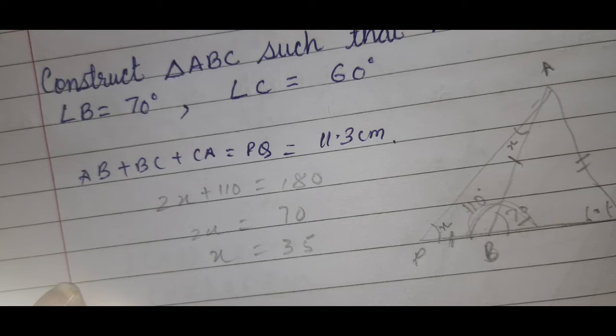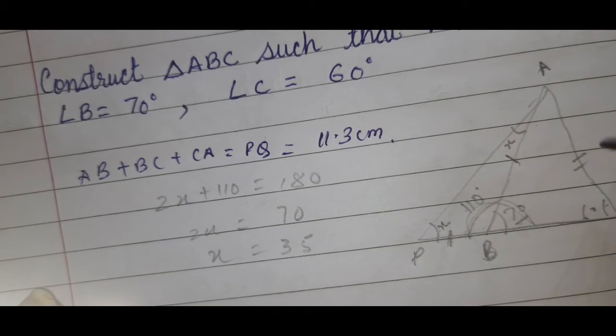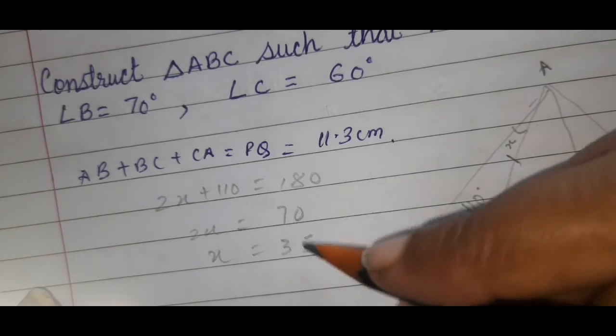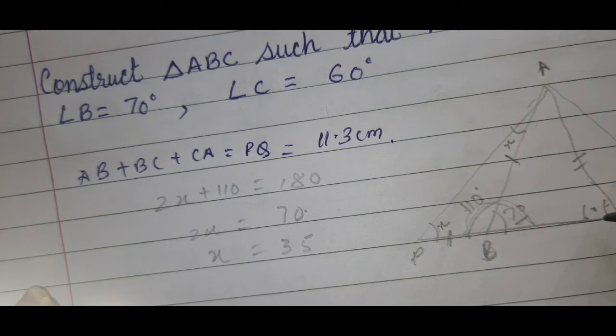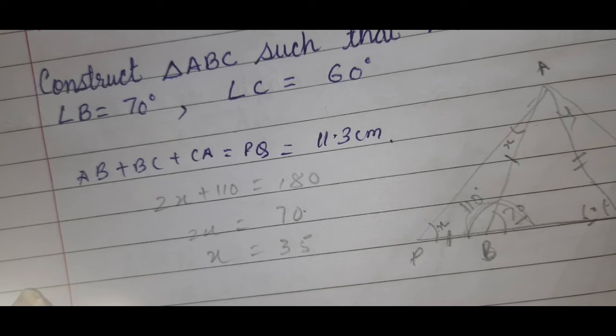I hope it is clear. So similarly, measure of angle y. So 35 is half of 70, right? And similarly, the measure of angle y will also be equal to 30 degree, that is half of 60.